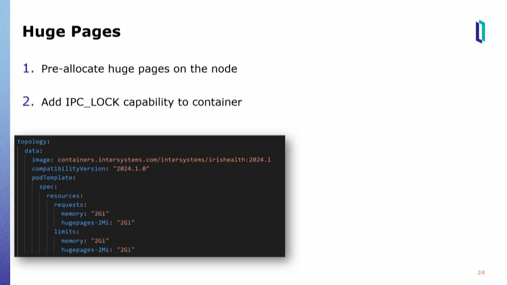Then what we need to do is change a little bit what the image definition is. The ICR image that we're pulling, whether it be Iris Health, Iris, whatever it may be, comes without this IPC lock capability at the moment. So we need to go ahead and, in a Dockerfile, redefine or add this capability.